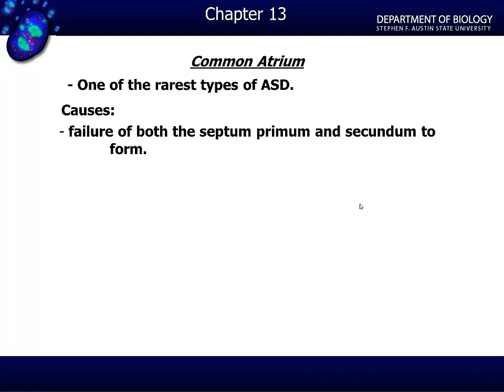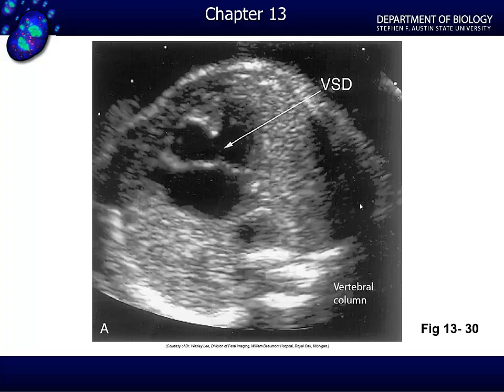Now, again, another one of the rarest types, and primarily because this is fairly incompatible with life, is the common atrium. You don't form any of the septa, so you have complete mixing of the blood. In this ultrasound image, you can see this is one large continuous atrium. And here we have a ventricle that has also a ventricular septal defect that we'll talk about next.